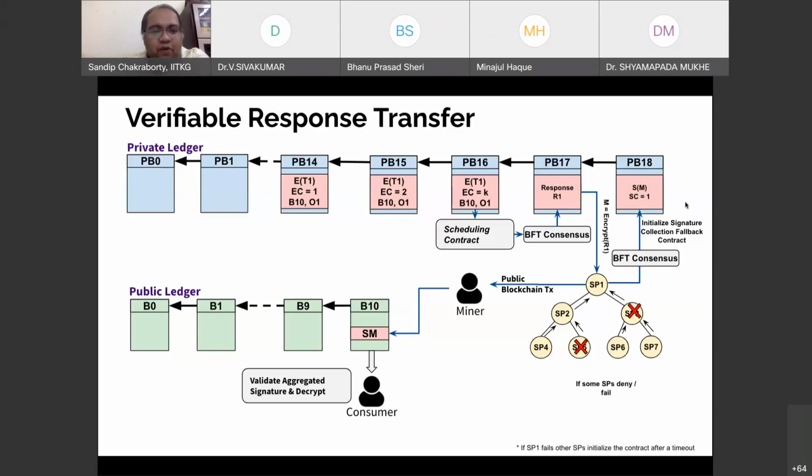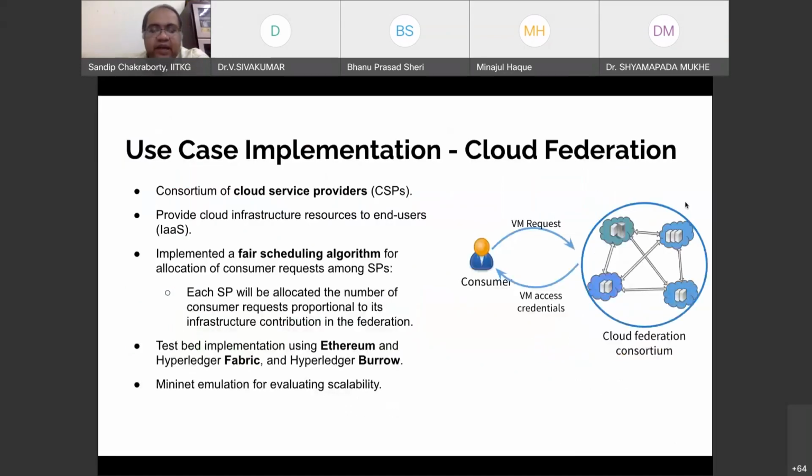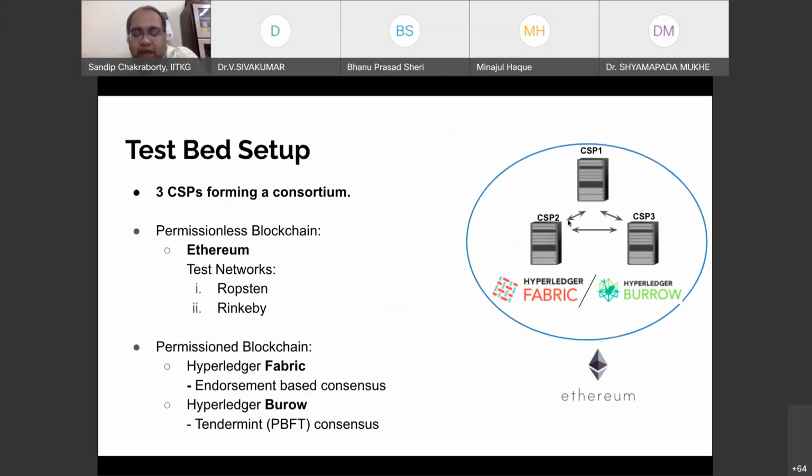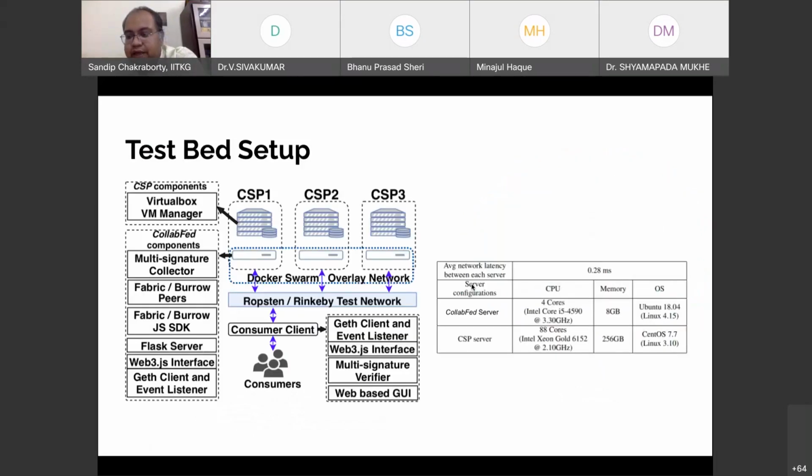So we did quite a large set of implementations of this particular protocol in different application scenarios. Like we have developed a cloud federation architecture with the help of this particular system, and we used two different permissioned blockchain platforms like Fabric and Burrow, and the public blockchain was implemented with the help of two different Ethereum networks, Ropsten and Rinkeby. And we did a kind of large scale testing of the system. So this is the test bed implementation that we have done.